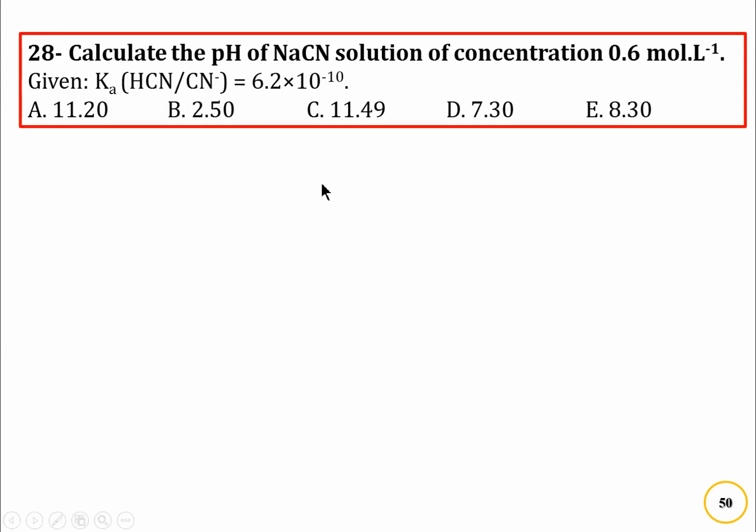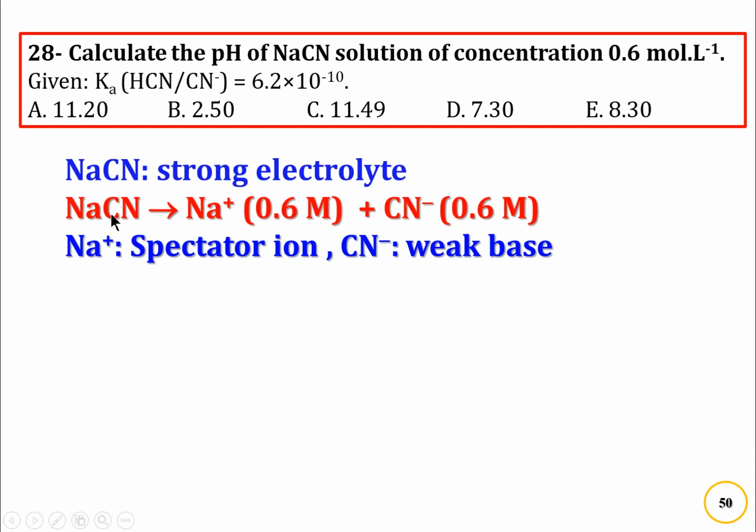NaCN is a strong electrolyte that will dissociate completely to Na+ and CN- of concentration 0.6 molar. Na+ does not appear in any acid-base couple, so Na+ does not interact with water. Na+ is a spectator ion. CN- is the conjugate base of the acid HCN, so CN- is a weak base.